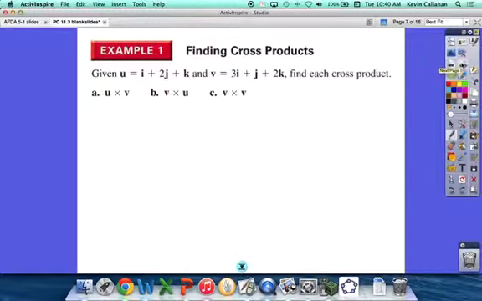V cross V. Let's see what happens if we do a cross product of a vector with itself. So V equals 3, 1, 2. And since it's with V again, I'll write another 3, 1, 2. So let's try our V cross V.